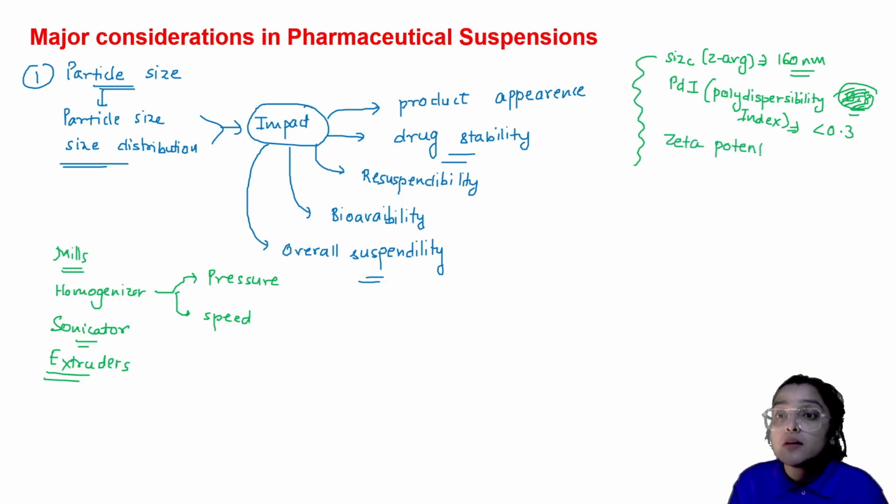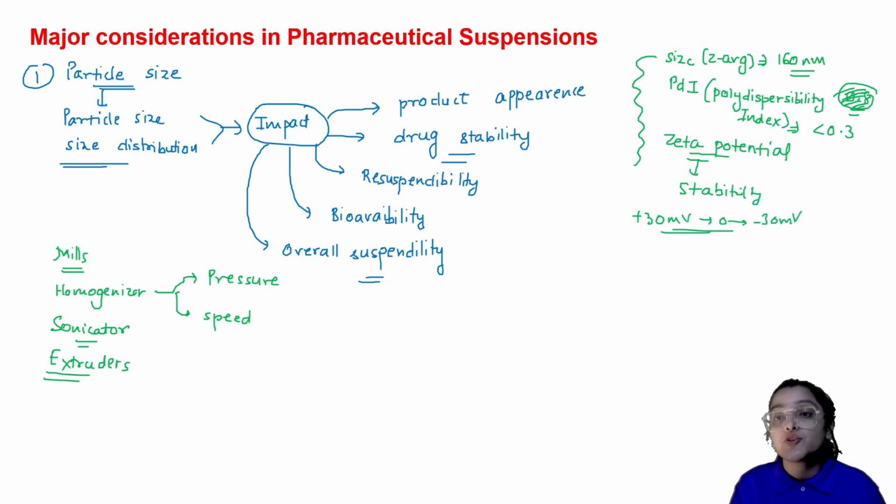Now this term is highly related while you are looking for the stability of the formulation, right? This can range from plus 30 millivolts to minus 30 millivolts. It indicates the stability of your suspension, emulsion, nano based particles. Please note it down, that zeta potential. You can be asked this question anytime.